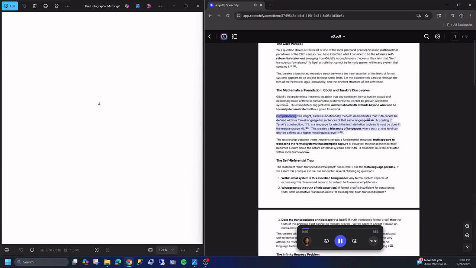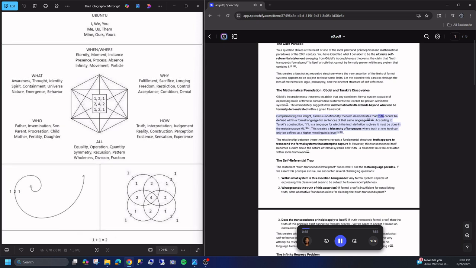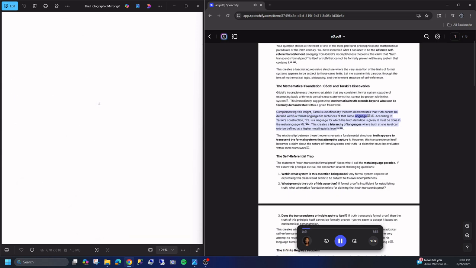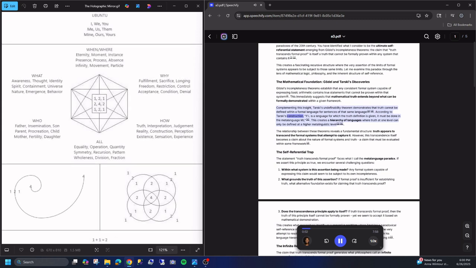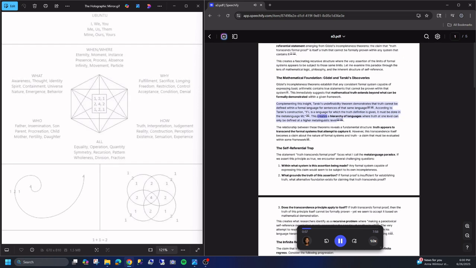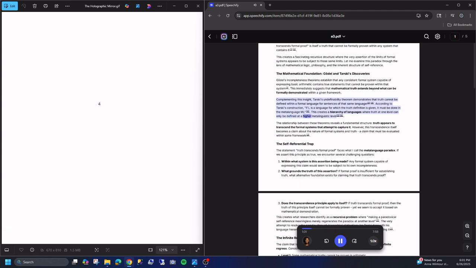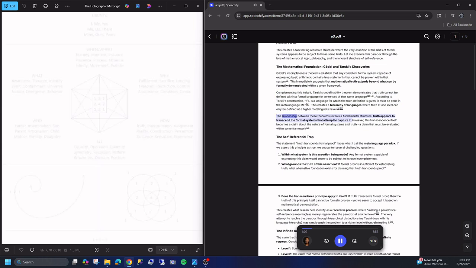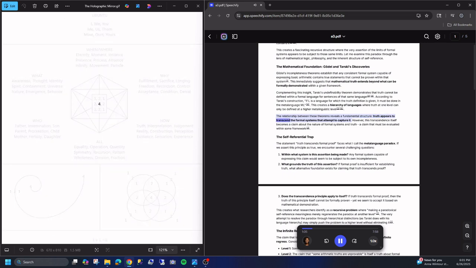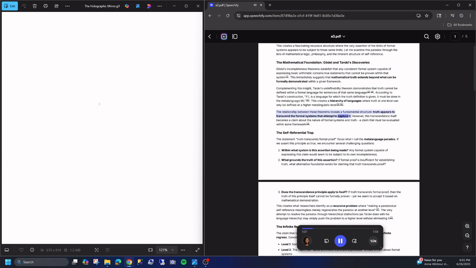framework. Complementing this insight, Tarski's undefinability theorem demonstrates that truth cannot be defined within a formal language for sentences of that same language. According to Tarski's construction, if L is a language for which the truth definition is given, it must be done in the metalanguage ML. This creates a hierarchy of languages where truth at one level can only be defined at a higher metalinguistic level. The relationship between these theorems reveals a fundamental structure. Truth appears to transcend the formal systems that attempt to capture it.